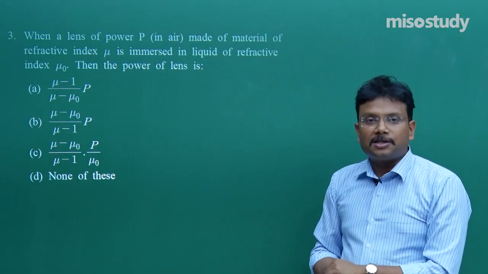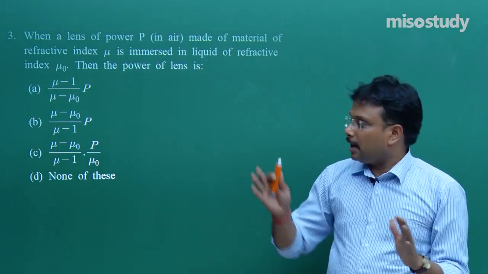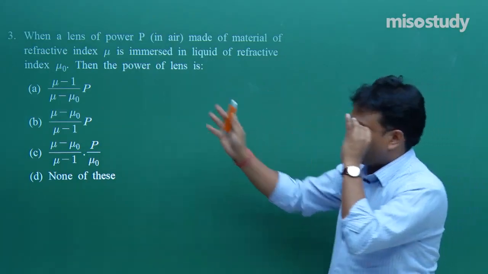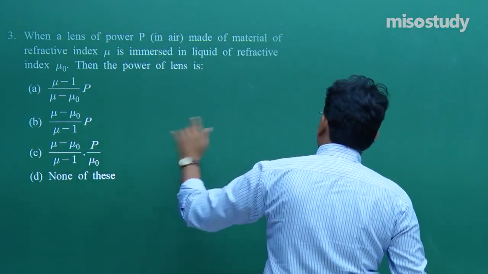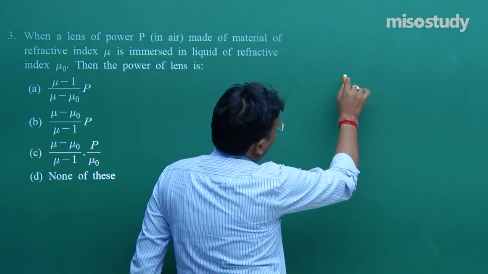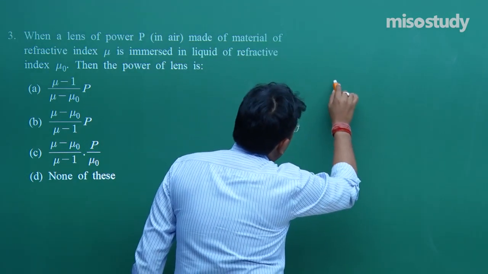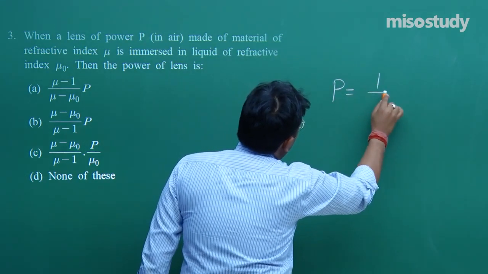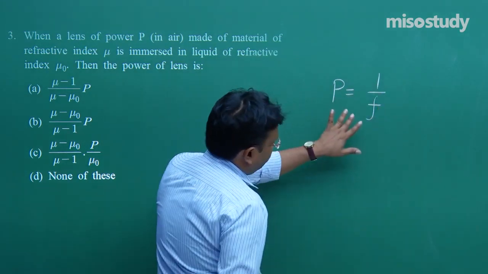So, these three aspects are also associated. During the discussion of this topic in our regular lectures, I explained this topic to all of you. Now, let us start this solution. As I mentioned, P is equal to 1 upon F, a well known formula.